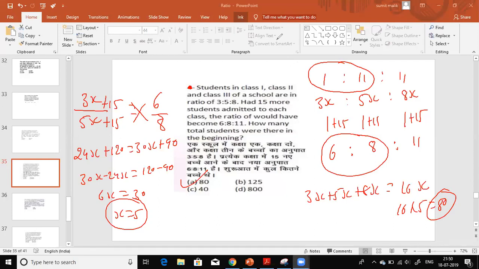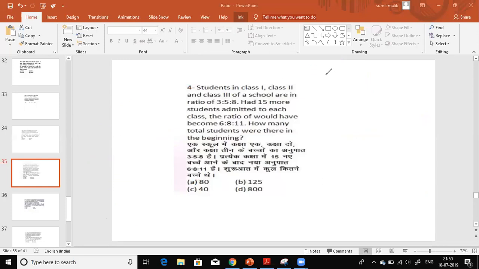Okay. You can take any ratio. You can take second and third, first and second, first and third, simply. And now we will use the direct method. We will solve with another method. Very simple. This is very simple.